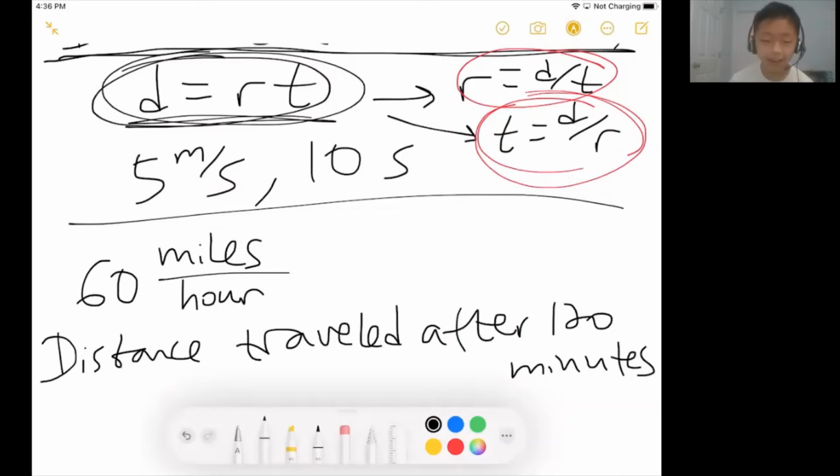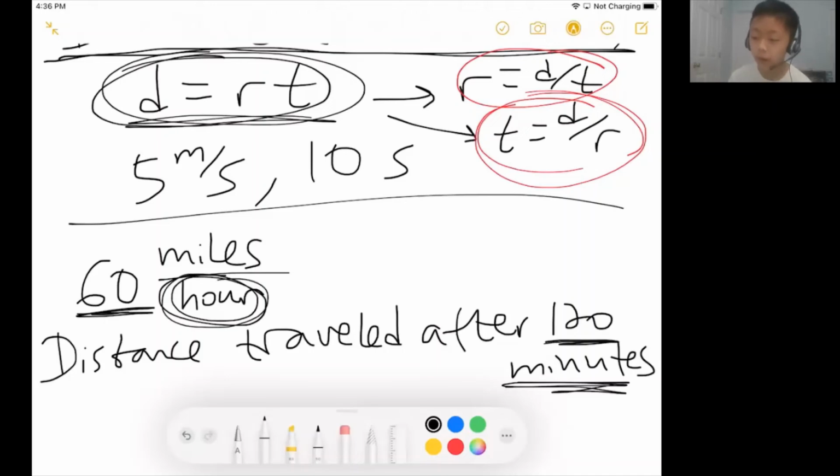In this case, we could use distance equals rate times time, but we can't do it directly. We can't just take the 60, because 60 miles per hour is a speed, a rate, and multiply it by 120, which is a time. You can't do that because they gave the rate in miles per hour, but the time we're given is in minutes. We can't multiply these together because that doesn't make sense. It's important when doing these kinds of questions to always make sure your units match up.